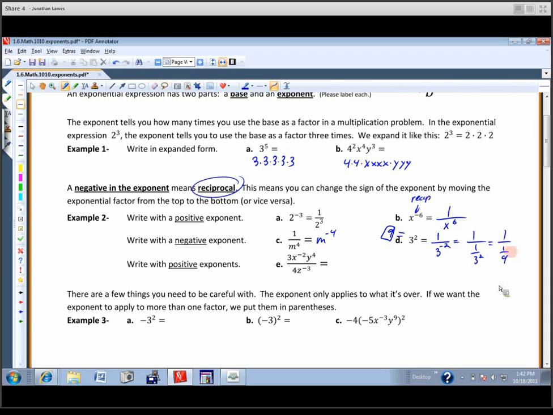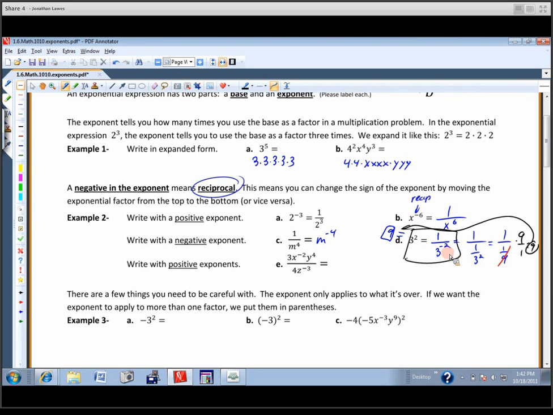And you'll remember from the last chapter how to work with complex fractions. This is 1 divided by 1/9. We're never going to divide by that 1/9. I'm going to flip that over and I'm going to multiply by its reciprocal. So that's going to be 9 over 1. So I have an answer of 9, just like we did right there. So those two are the same thing. 3 squared is the same as 1 over 3 to the negative 2.